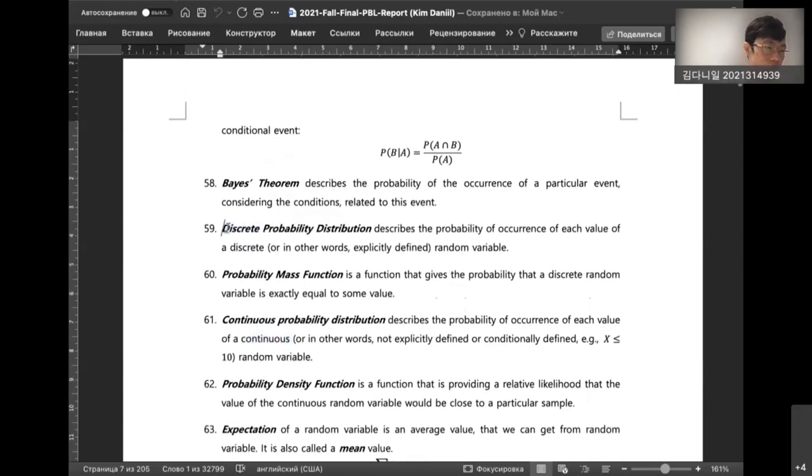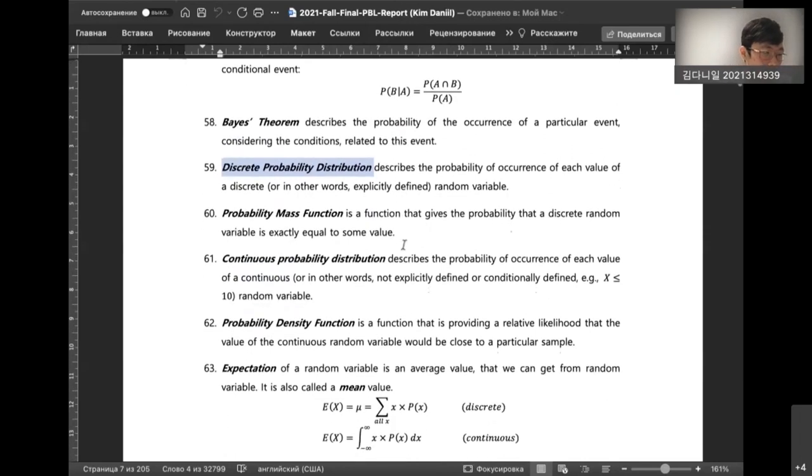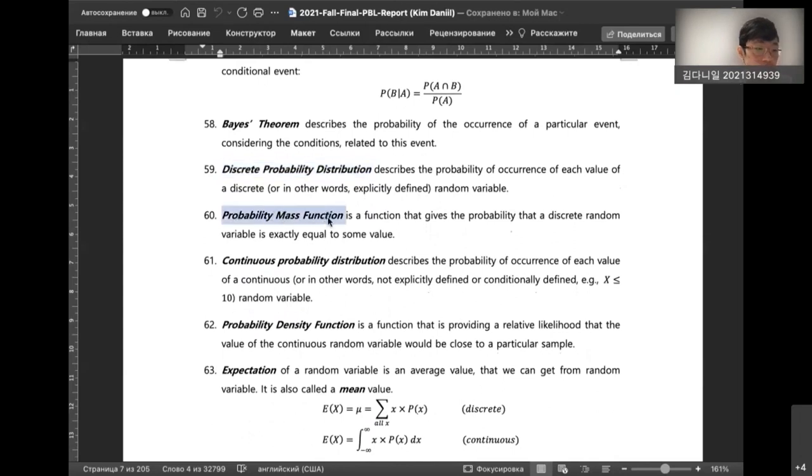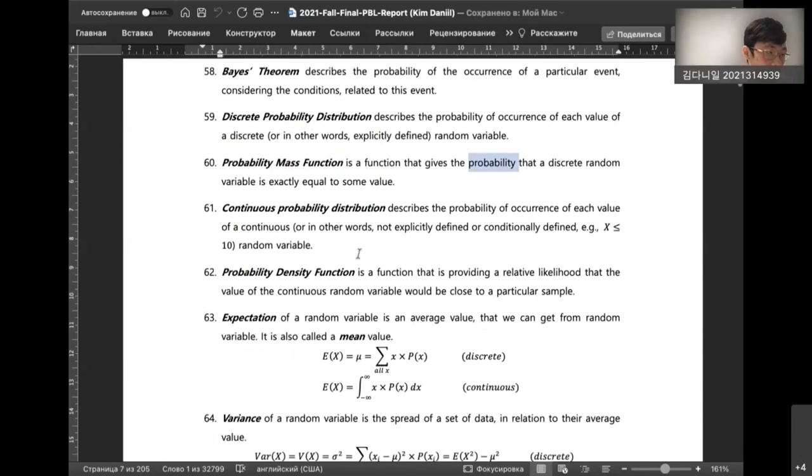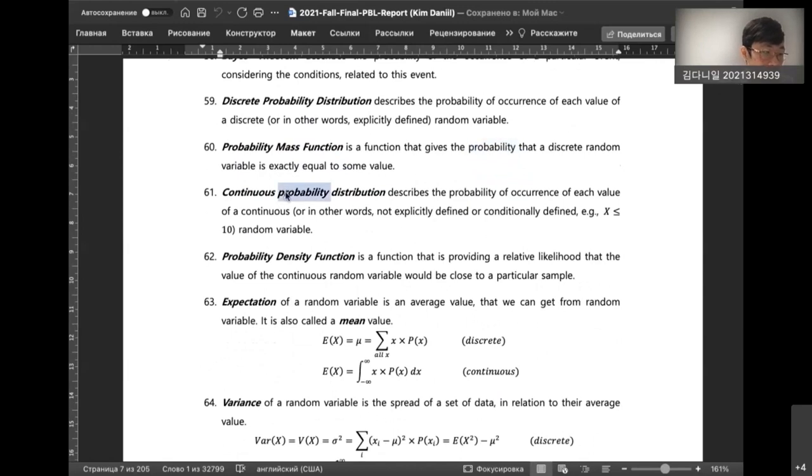So with that out of the way, we have a discrete probability distribution, which basically describes the probability of a discrete random variable. And a discrete probability distribution has a corresponding function called the probability mass function. That is a function that returns the probability of a certain event happening.